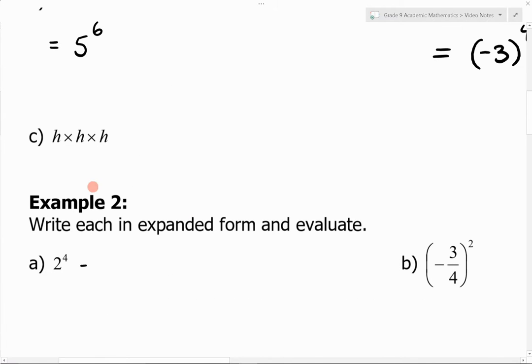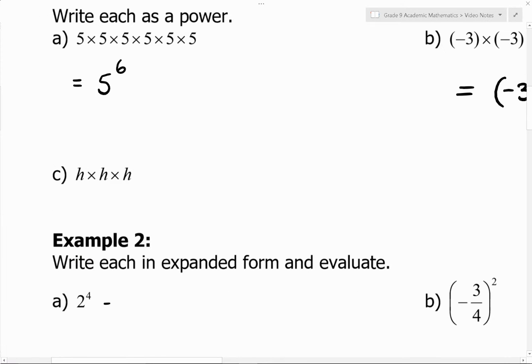H times H times H. Not only can you do this with numbers, you can also do it with variables. So if I have H 3 times here being multiplied, I can express this as H raised to the exponent 3.